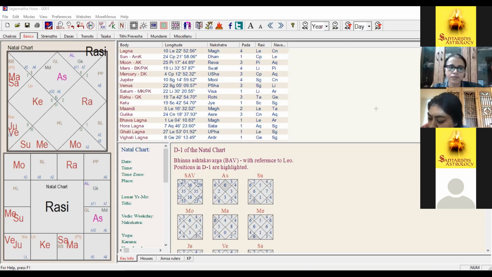Can I ask one thing, sir? Yes. Sir, if we talk only about Ketu, it will give the result of the fourth house and also of the Scorpio sign, sir? Yes. So in that way, it is also connected with Mars.